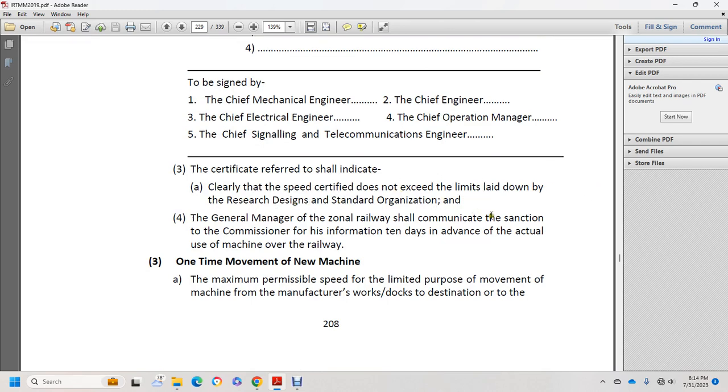The general manager's zonal railway should communicate sanction for the commissioner information 10 days in advance of the actual use of the machine over the railway.